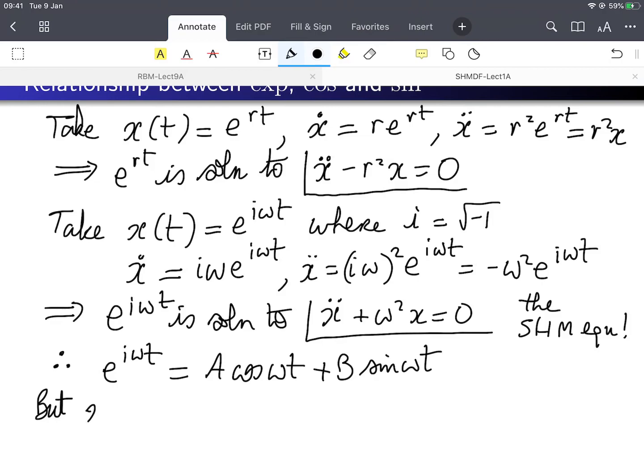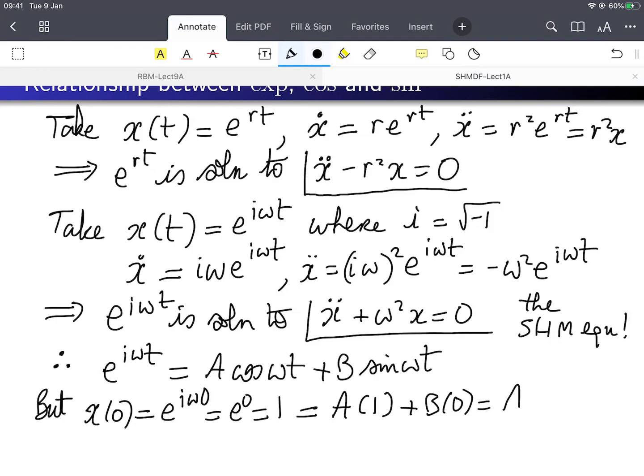If I write it at 0, I get exponential 0. That's 1 on the left, and on the right I get a times cosine 0, which is 1, plus b times sine 0, which is 0. And so I found that a is 1.